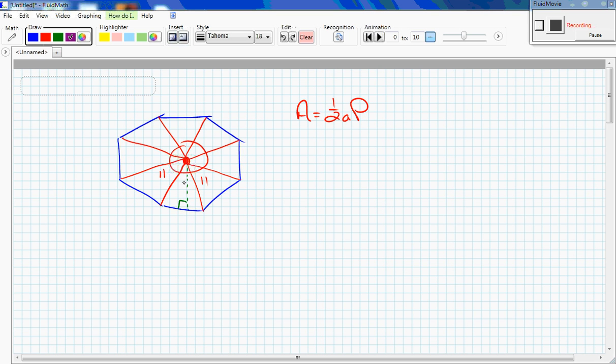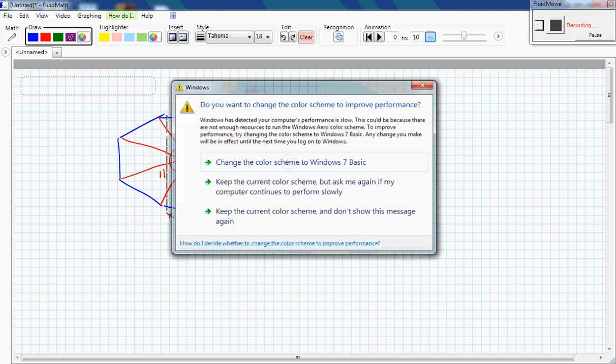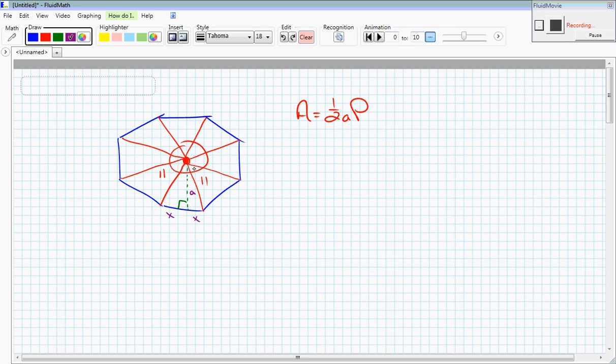Now, in order to find this area, we need to find the apothem, and we also need to find the length of this side. Now, because this is an isosceles triangle, not only is this height the apothem, but it's also an angle bisector, and it's a perpendicular bisector. So this would be x, and this would be x, and whatever this angle is for this particular right triangle, all we would have to do is divide this angle by 2. Okay, so what we need to do is find this angle right here.